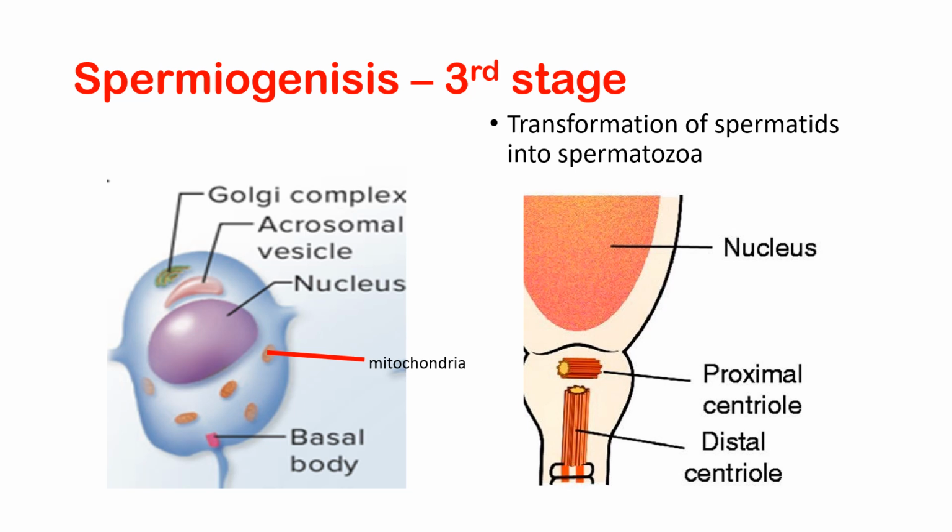Here you can see the spermatid, which contains the nucleus, Golgi apparatus, and the Golgi vesicles containing many acrosomal granules. These are the mitochondria, and then the centrioles. What changes occur in this spermatid as it is converted into spermatozoa, we will see in the next slide.